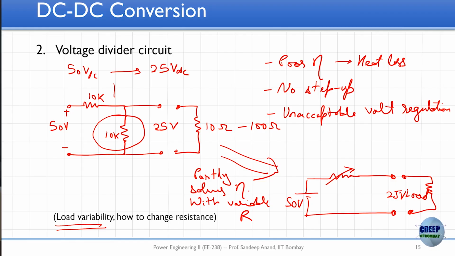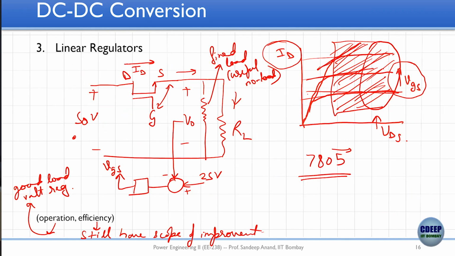But we saw that this is not a good way because efficiency would be poor. There are always losses happening in the shunt 10K branch, right? In addition to that, if the load changes, then the output voltage will also change because the load resistance comes in parallel to the 10 kilo ohm resistance, right, in this circuit. So these were the two problems.